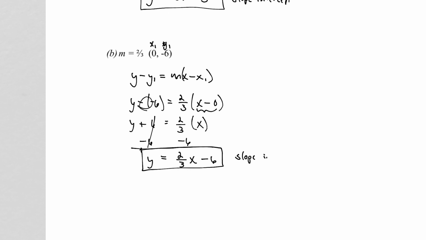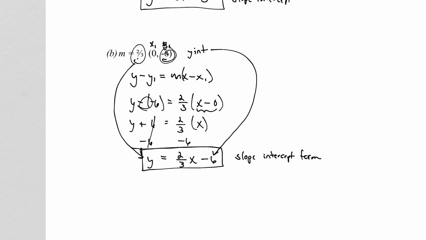Now notice that the point that they gave me at the beginning, (0, negative 6), that actually was my y-intercept. I could have just jumped right to slope-intercept form from the start if I had recognized that the point they had given me was my y-intercept, and they had already given me the slope. Okay, I didn't have to go through the trouble of writing this equation in point-slope form. I could have jumped right to slope-intercept form.